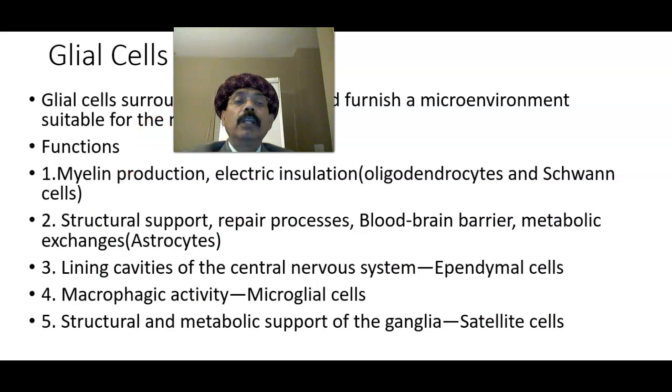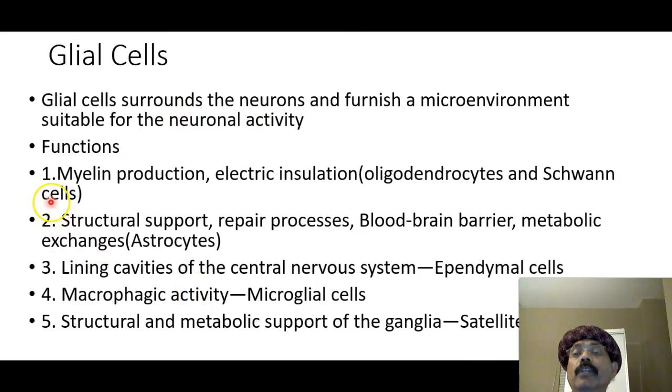Okay, glial cell functions. These are the functions of the glial cell: myelin production by means of the oligodendroglia, and Schwann cell in the peripheral nervous system. Oligodendroglia myelinate the axons in the central nervous system. Schwann cell is derived from the neural crest cell. Oligodendrocyte is a derivative of the neural tube.